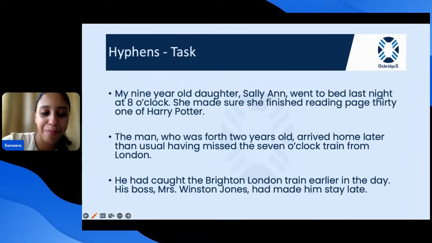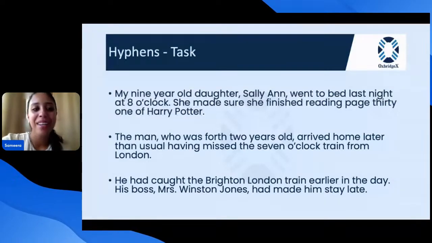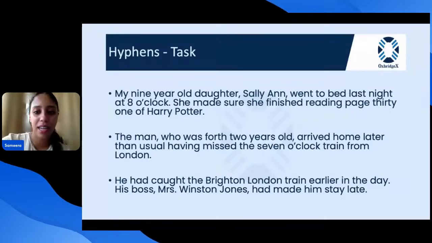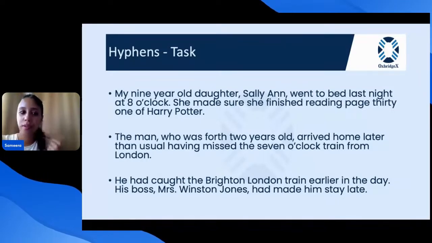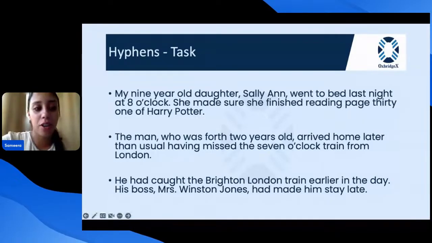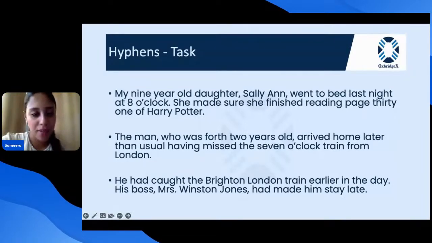Ooh, task time. So where would the hyphen be here? First things first, I'm going to let everyone have a look at this, and I want you guys to try and do this on your own first. Maybe do it in your book, or if anybody wants to comment anything, please do. I'm going to give you guys a bit of time to do that.